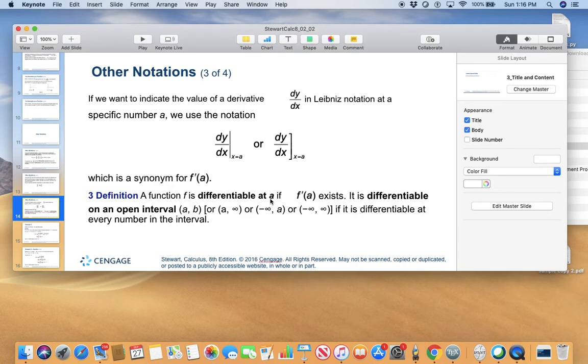Okay. Now if that exists at a number a, you say f prime of a exists. If that limit exists for every number in your interval, then you say your derivative exists on that particular interval.